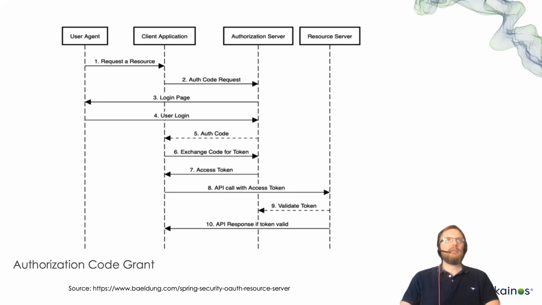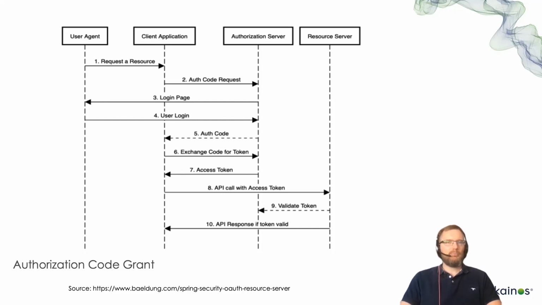So the user requests a resource, some kind of data. The client application then sends something called an authorization code request to the authorization server. The server, of course, has to somehow authenticate and authorize the user, so they would probably display a login page. Once the user authenticates themselves, the authorization server then sends back to the application something that we call an authorization code. Then the application has to exchange that code for an access token.